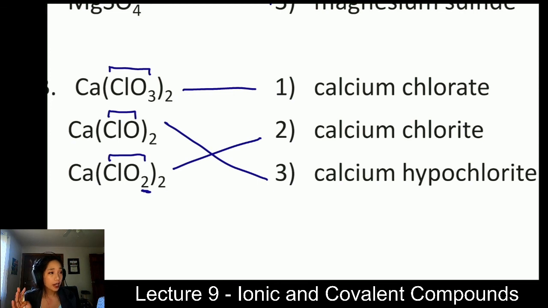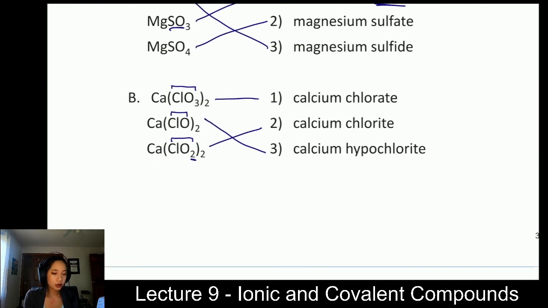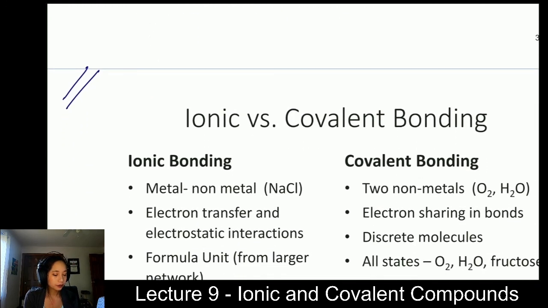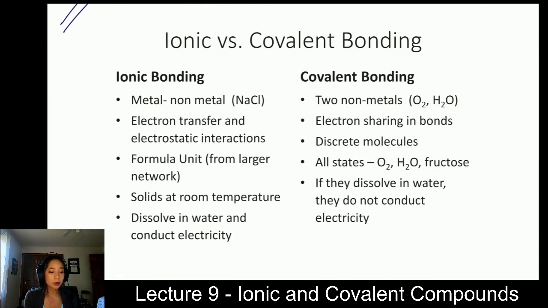All right, so that is naming ionic compounds. So in the next lecture section, we will compare ionic compounds versus covalent compounds. We've only been talking about ionic. Now let's move on to covalent. How do we identify those? How do we name those?